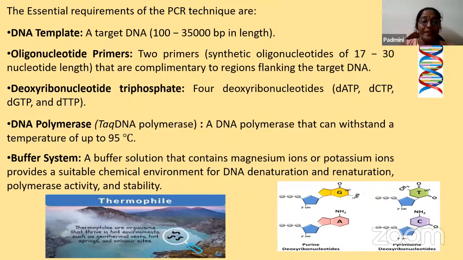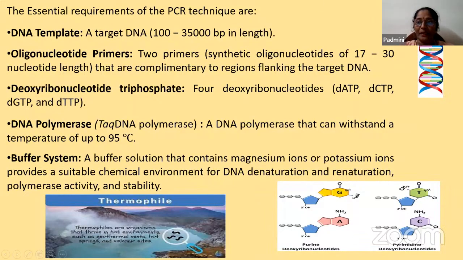Okay, then you need a buffer system, a buffer solution that contains magnesium ions or potassium ions, which provides a suitable chemical environment for DNA denaturation and renaturation. It is also helpful in polymerase activity and stability. So it needs a buffer system containing magnesium and potassium ions, which gives a proper environment for the DNA to denature and renature.